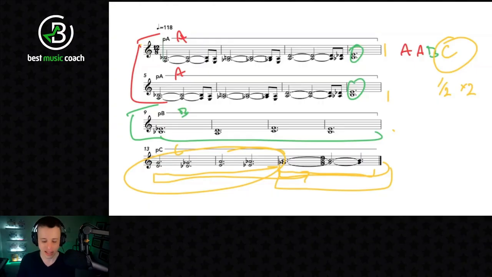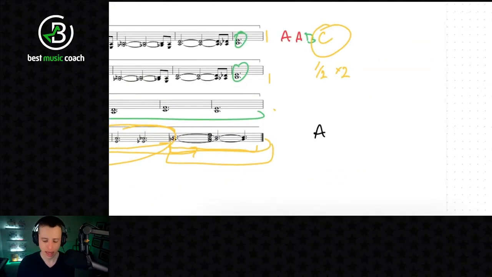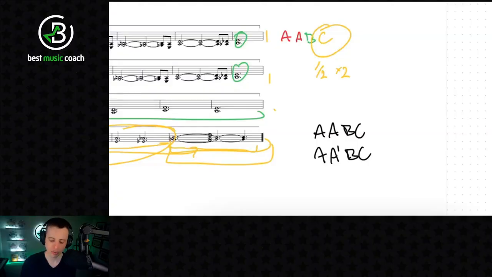Just create some sketches that are in the AABC framework. And do both AABC and also do AA'BC, right?